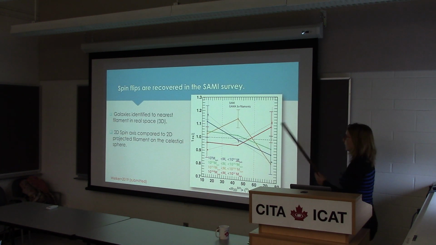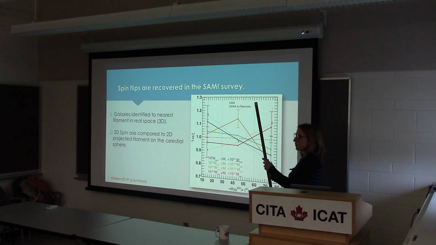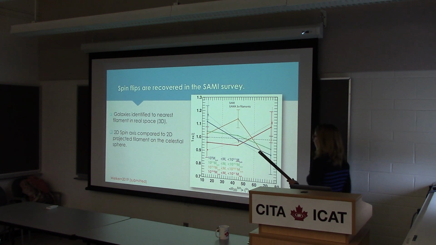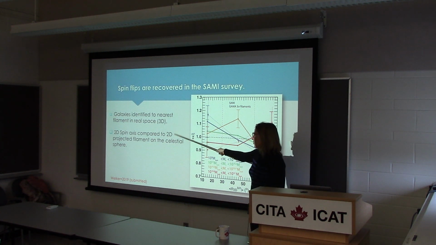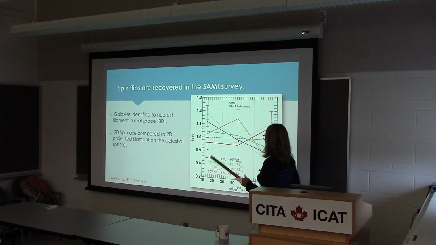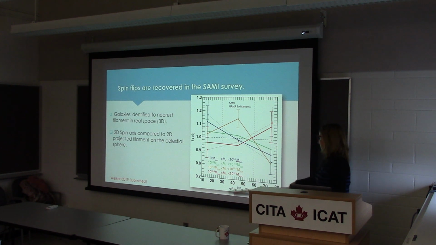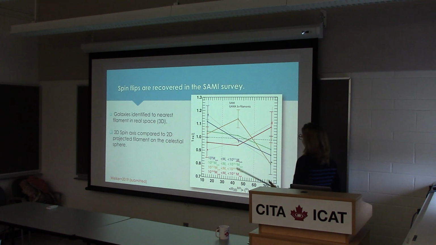So the key message is that the spin flips, the spin tendency of being aligned or orthogonal to the filaments, are recovered in the semi-surveys. As I said, I compared the 2D spin axis to the 2D projected filaments on the celestial sphere, so I compared angles in 2D. And if I look at the PDF of the angle between the spin of the galaxy and the nearest filament, then I find a similar trend to what I found before.